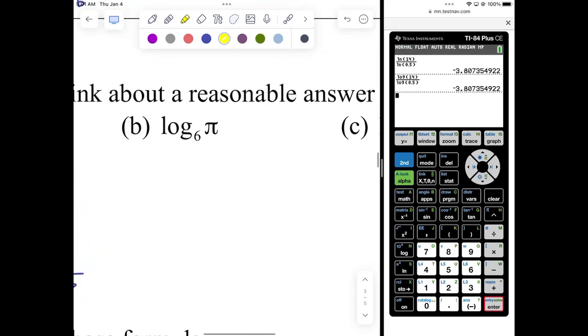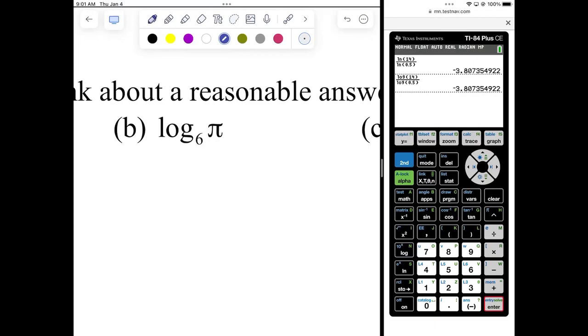Okay, let's do the next one. Log base 6 of pi. So here's what we're thinking to ourselves. This is equal to something. So I know that 6 to some power of x equals pi. Let's think about where x is going to live. Let's try 6 to the 0. 6 to the 0 power is what? 1. That's too small, right? Because pi is what? 3.14. So it can't be 0. It's going to be bigger than 0, right?